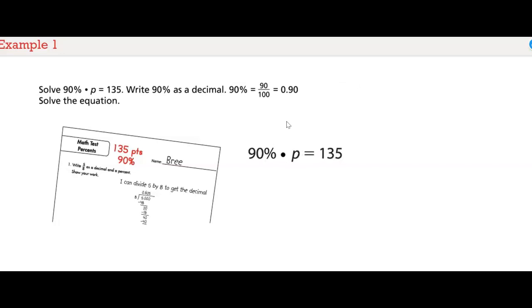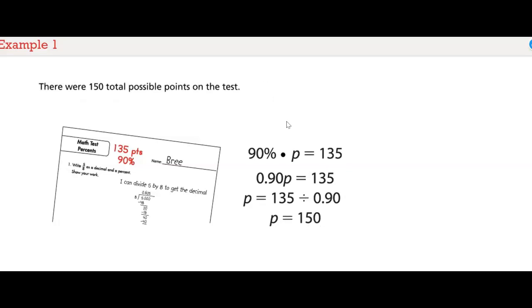Write 90% as a decimal. 90% equals 90 hundredths. Solve the equation. There were 150 total possible points on the test. Great job! Now you know how you can find the whole in a percent problem.